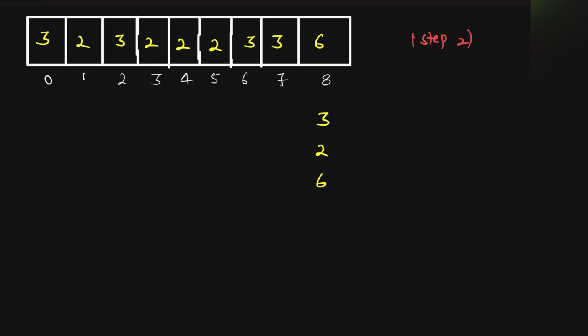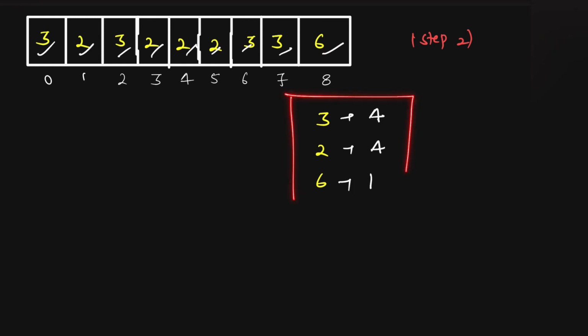Now what I will do is check how many times 3 has occurred, how many times 2 has occurred, and how many times 6 has occurred. So I got 1, 2, 3 and 4. So my 3 has occurred 4 times. I got 1, 2, 3, 4. My 2 has also occurred 4 times, and I got 6 which has occurred exactly 1 time. So I got the occurrence of every single element.